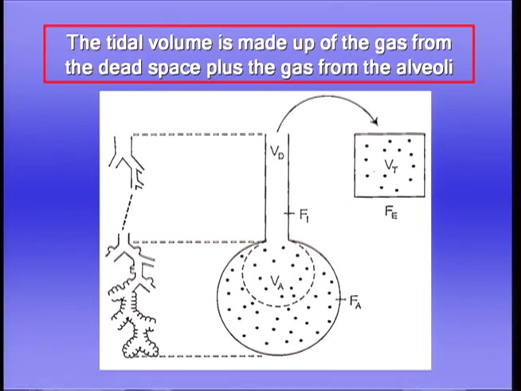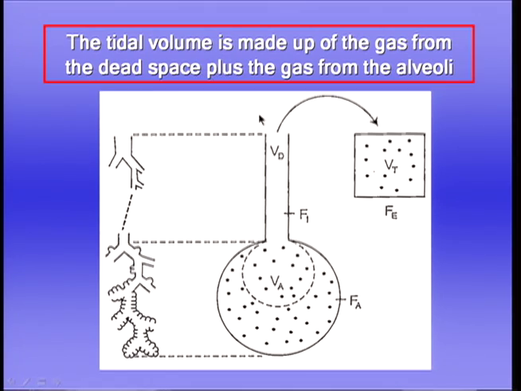But total ventilation is not a particularly useful measurement. What we really need to know is the alveolar ventilation, and that is more difficult to measure. I'm going to tell you about two methods of measuring that now. The first method is to exploit the fact that the tidal volume is made up of two sources. Part of the expired gas in the tidal volume comes from the dead space, and the other part comes from the alveoli. And so we can say that the total ventilation is equal to the dead space ventilation plus the alveolar ventilation.